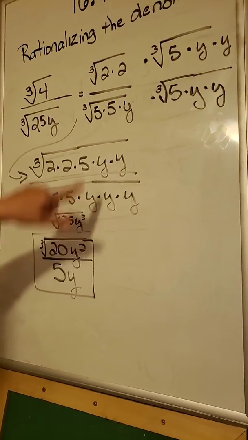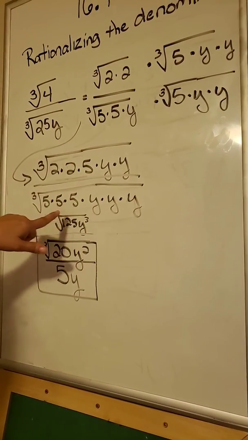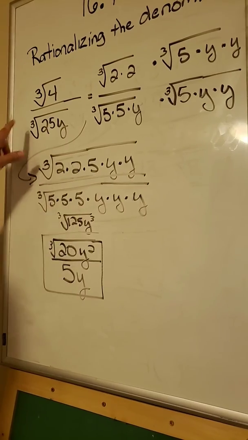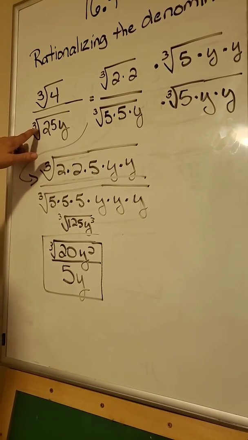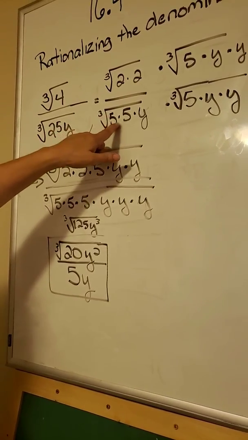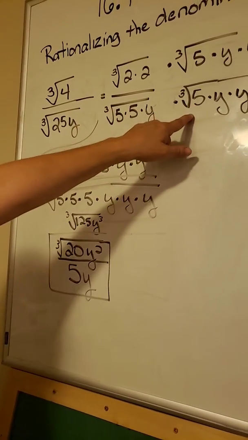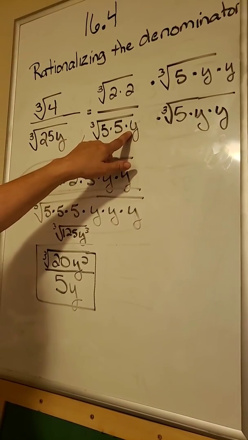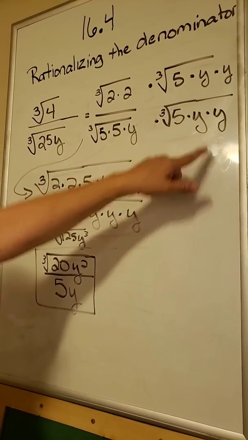So there's an example when you have variables. You have to take into account the variables too. When you're talking about a perfect cube, I only have 2 5s, so I got to multiply by 1 more. And I only have 1 y, so I have to multiply by 2 more.